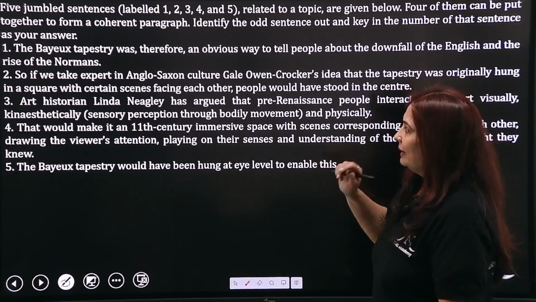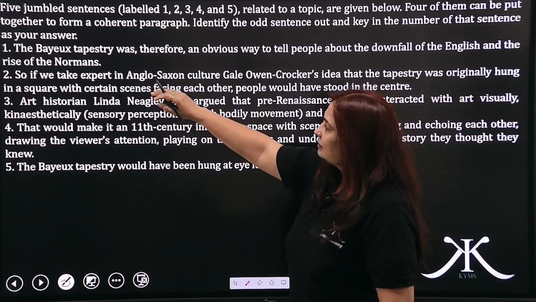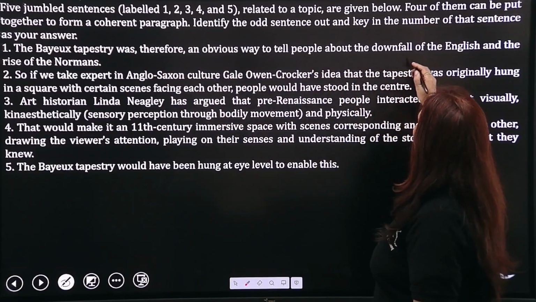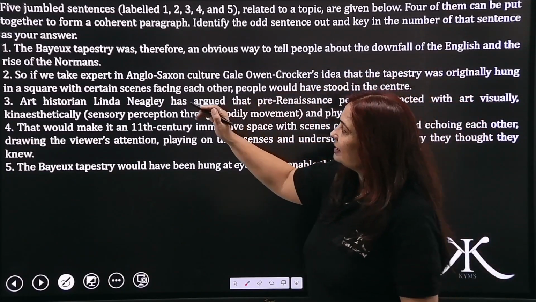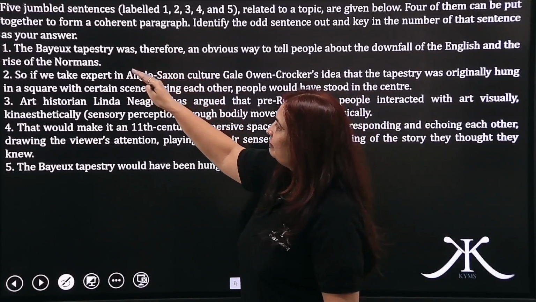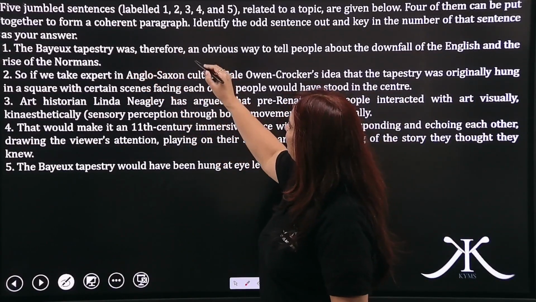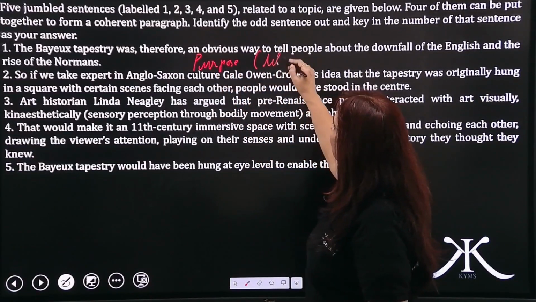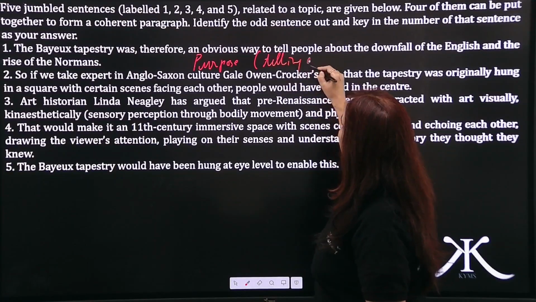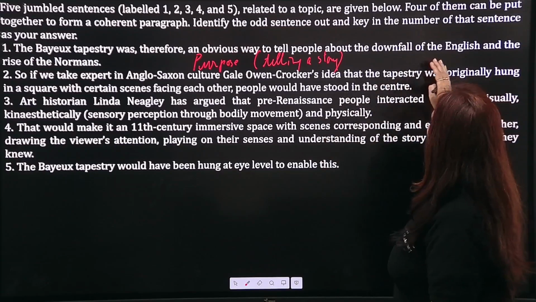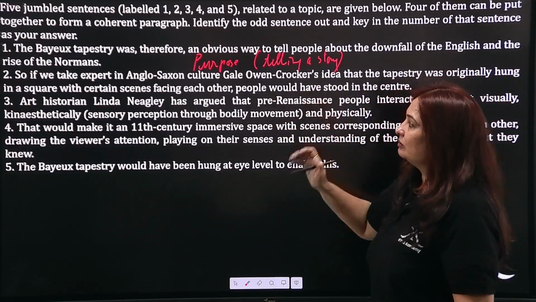part of the paragraph. The Bayard tapestry was therefore an obvious way to tell people about the downfall of the English and the rise of the Normans. So in this line, we are talking about the Bayard tapestry and the purpose of this tapestry. And what is the purpose? Basically telling a story about the downfall of the English and the rise of the Normans.